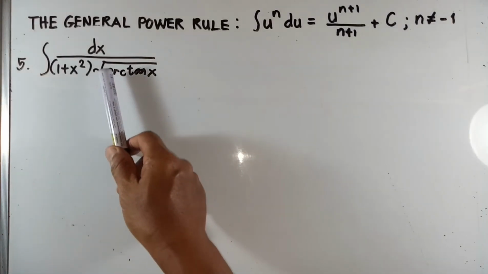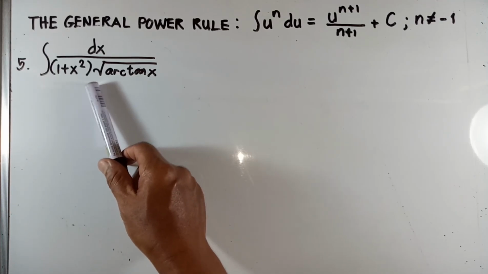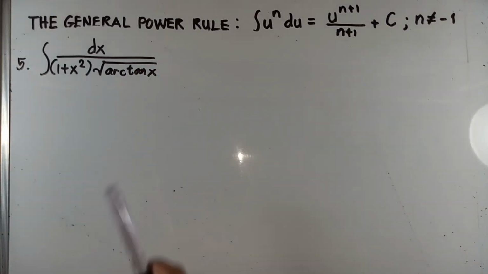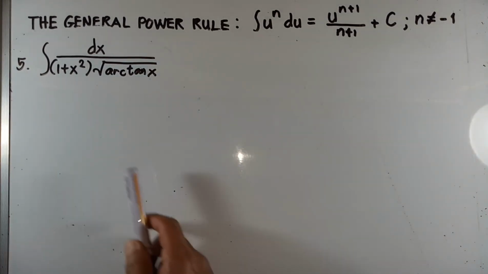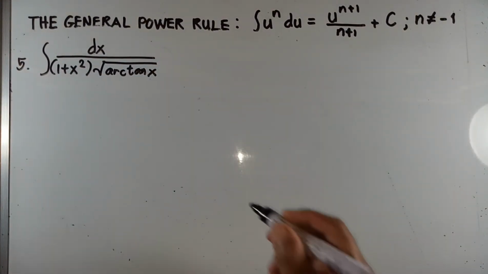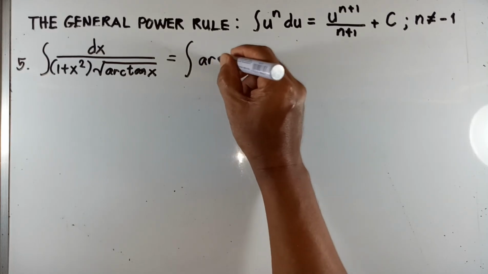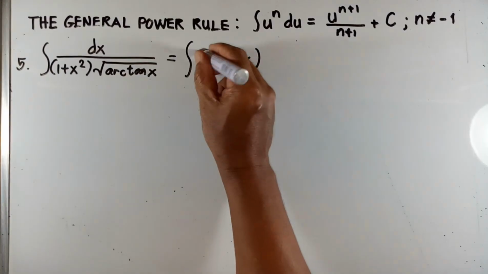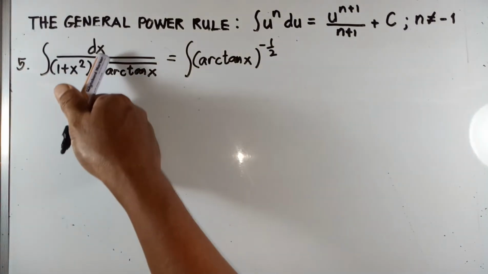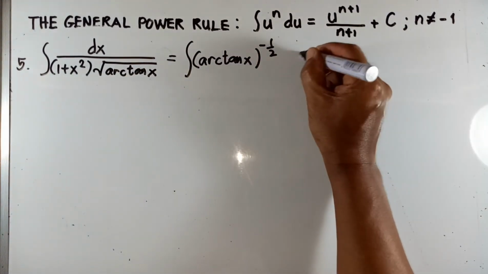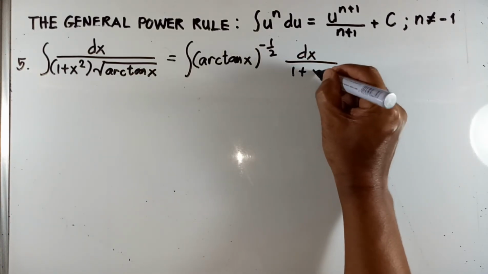Example number 5. Integral of dx divided by 1 plus x squared times square root of arc tangent of x. Sa una, i-identify muna natin yung ating u to the n. At yung u to the n natin ay yung square root of arc tangent of x. Sa exponent, yung arc tangent of x ay equal din sa arc tangent of x raised to 1/2. So, dahil sa denominator siya, ang gagawin natin, lilipat natin sa numerator. So, pag nilipat natin sa numerator, yung arc tangent of x raised to 1/2, magiging negative 1/2 yung kanyang exponent. So, arc tangent of x raised to negative 1/2. Tapos meron tayong dx divided by 1 plus x squared.